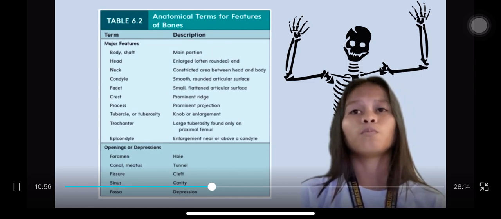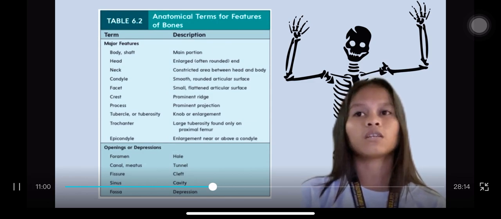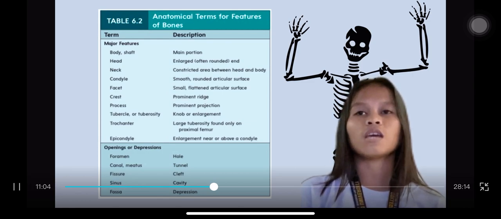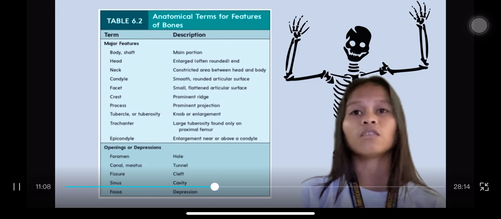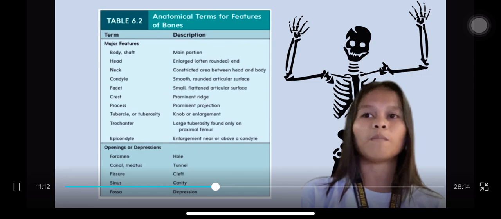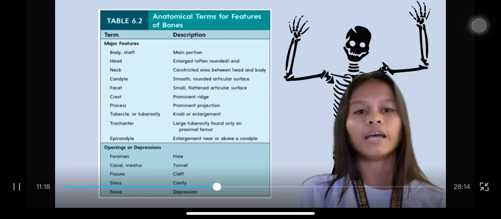Crest, a prominent ridge. Process, a prominent projection. Tubercle or tuberosity, a knob or enlargement. Trochanter, a large tuberosity found only at the proximal femur. Epicondyle, an enlargement near or above a condyle.